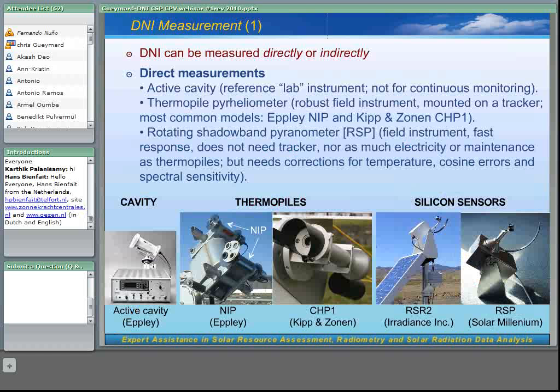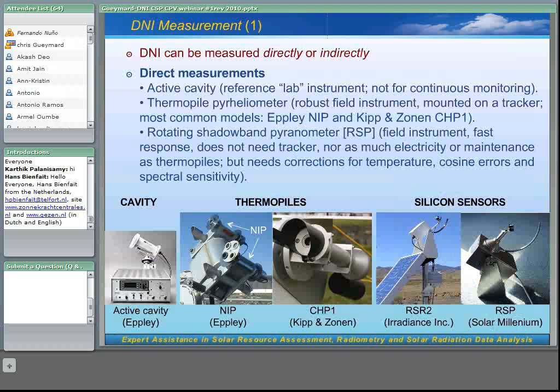Most instruments in the world are thermopile pyrheliometers. Those are robust field instruments. They are mounted on a tracker, so they actually track the sun, and this is why they can sense the DNI, because their sensor is always normal to the sun rays. The most common models are the Eppley NIP and the Kipp & Zonen CHP1 now.